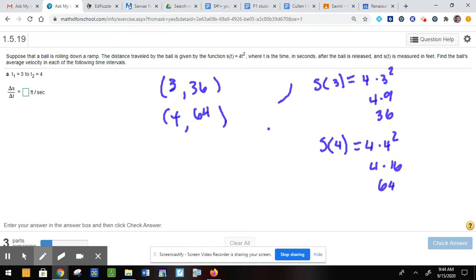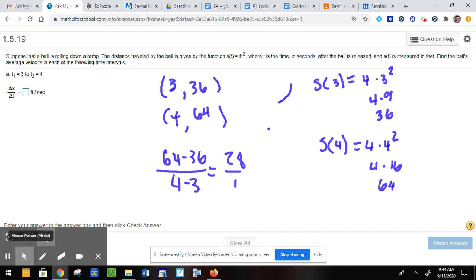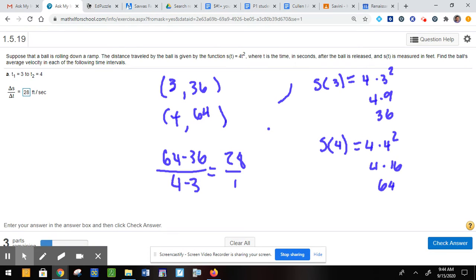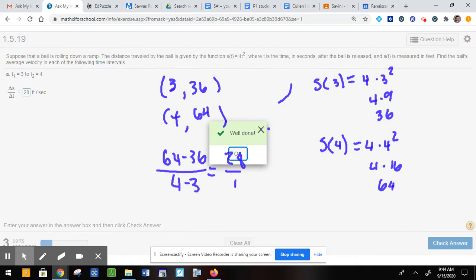So now when I want to find the ball's average velocity between the 3rd second and the 4th second, I'm just going to use the slope formula, because again, all that is slope. So it's 64 minus 36 over 4 minus 3. You end up with 28 over 1, which is just 28. So the answer to this is 28. Let's check that, make sure we're good.